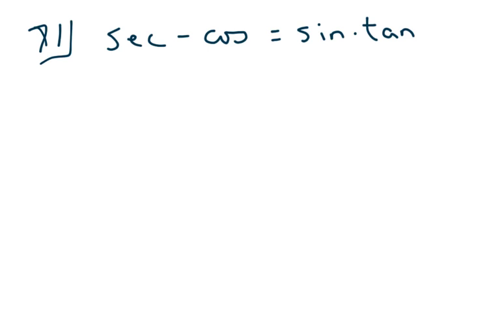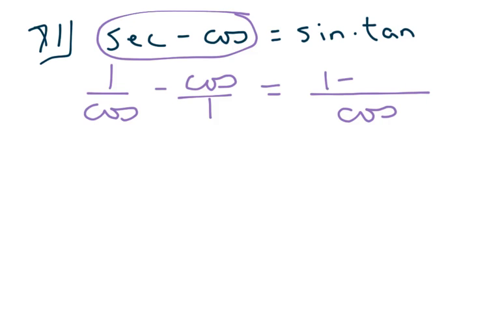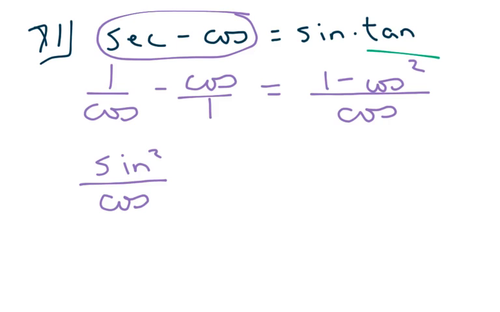Here we go again. We have secant theta minus cosine of theta equals sine of theta times tan of theta. I'm going to work on this side here, which is 1 over cosine minus cosine over 1. If I write it over a common denominator, I'm going to get 1 minus cosine squared over cosine. Now that's going to give me sine squared over cosine, because 1 minus cosine squared equals sine squared.